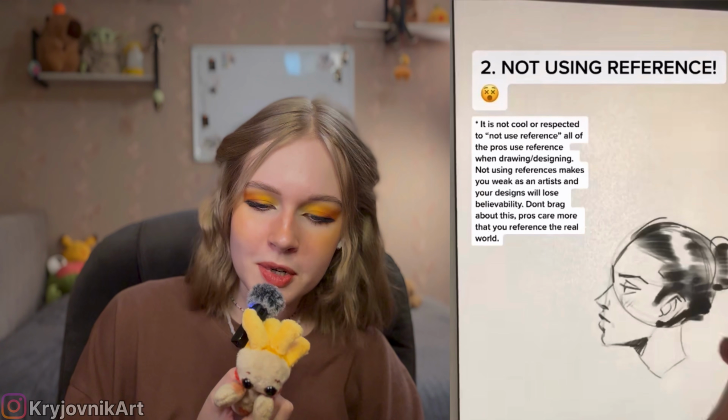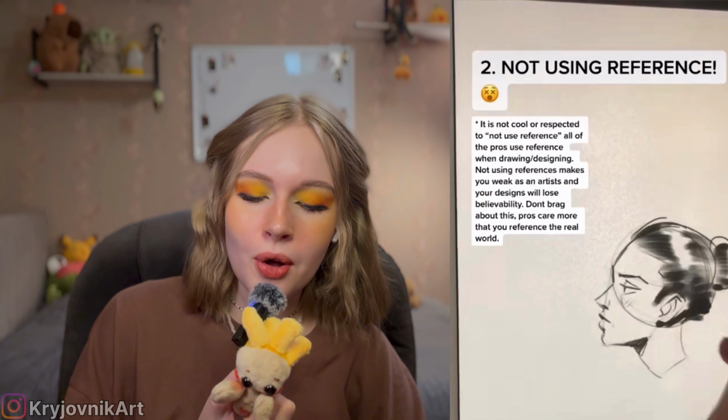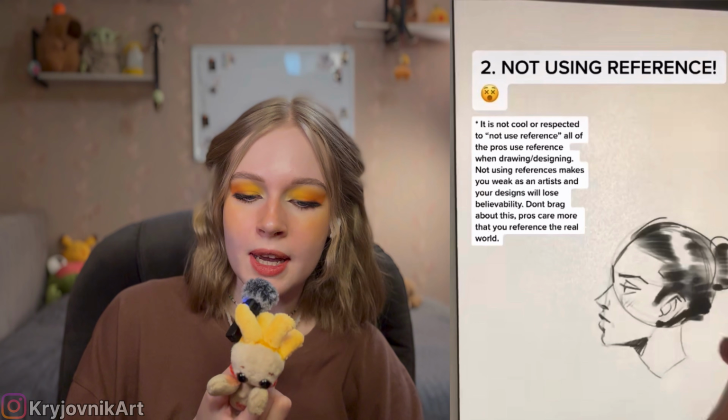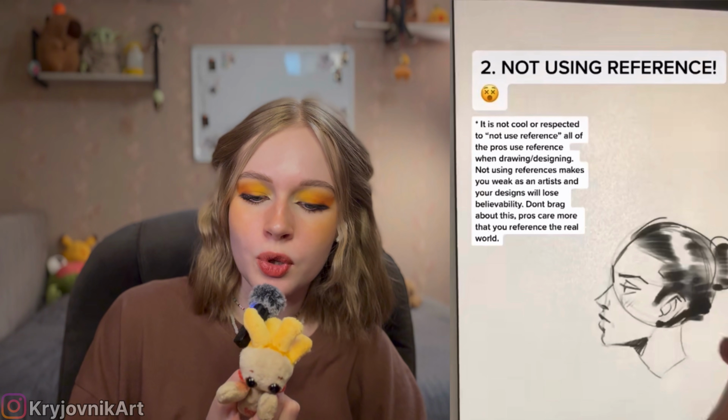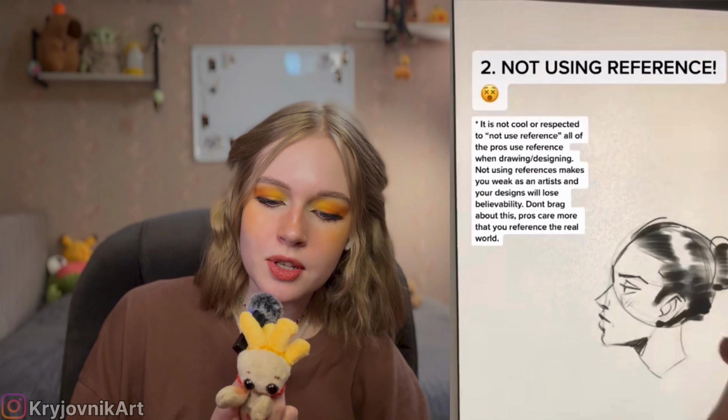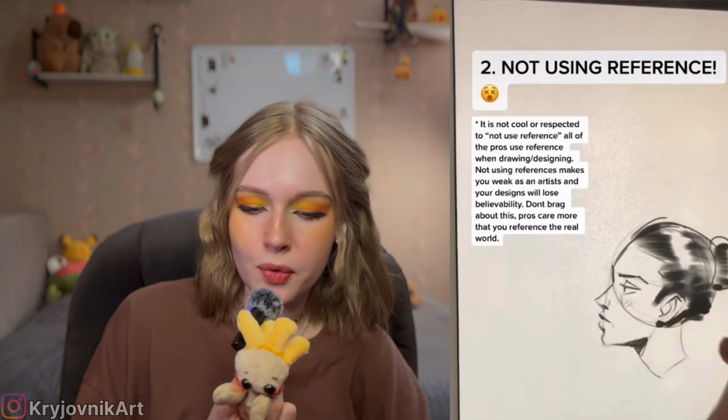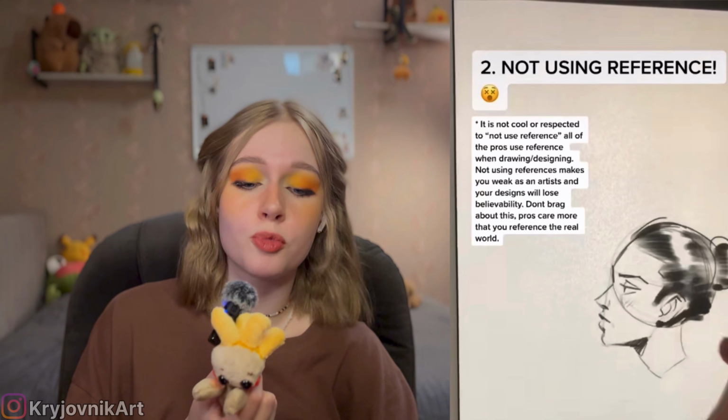It is not cool or respected to not use reference. All of the pros use reference when drawing, designing. Not using references makes you weak as an artist, and your designs will lose believability. Don't brag about this, pros care more that you reference the real world. Yes, this one I 100% agree with.